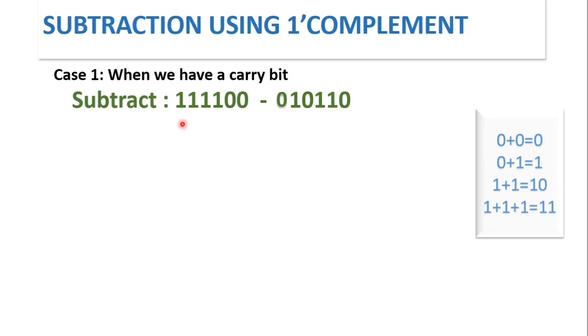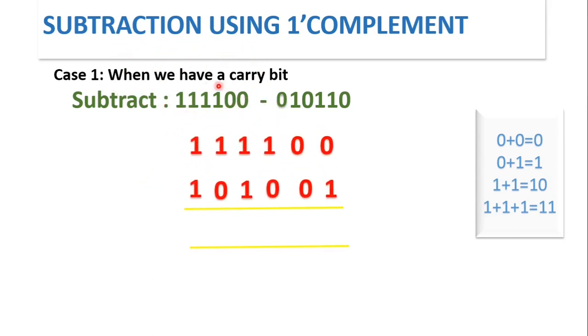The next step would be that we will calculate the ones complement of the number which has a negative sign, and then add. So as this number has a negative sign, we'll calculate the ones complement. This 0 would become 1, this 1 would become 0, this 0 would become 1, this 1 would become 0, this 1 would become 0, and this 0 would become 1.